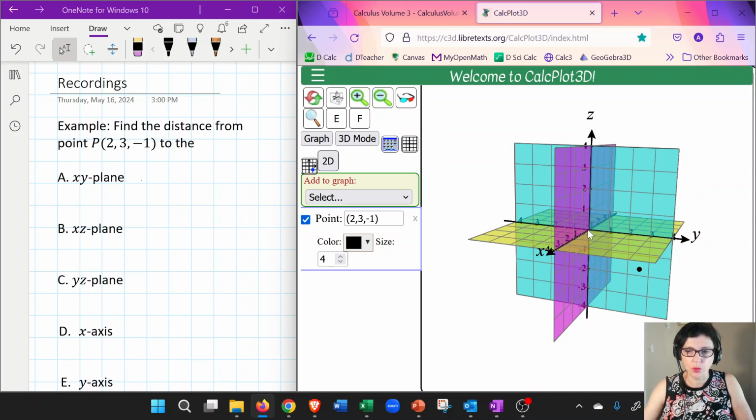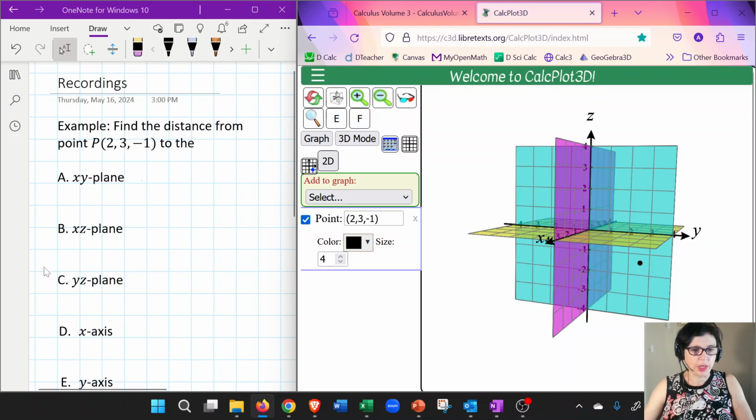Imagine starting at the origin and then traveling along the x-axis 2. So we jump 2 along the x-axis. Then we travel 3 along the y-axis, and finally we drop down by 1, and that's where we get that point right there. You can see it.